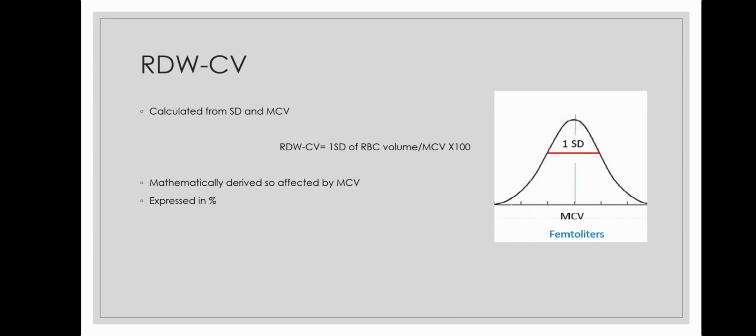RDW-CV is calculated from standard deviation and the mean corpuscular volume using the formula RDW-CV is equal to 1 standard deviation of RBC volume divided by the mean corpuscular volume times 100. Since it is mathematically derived, it is affected by the MCV value. It is expressed in percentage.